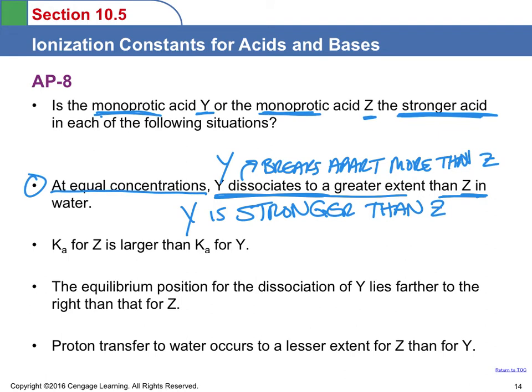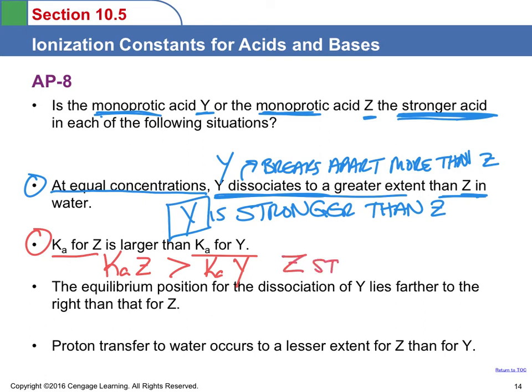Or in this case, it wants to know the stronger acid, so the answer is Y. If we look at the second problem, it says the Ka for Z is larger than the Ka for Y. So Ka for Z is bigger than the Ka for Y. We said the bigger the Ka, the stronger the acid. So that means Z is stronger.